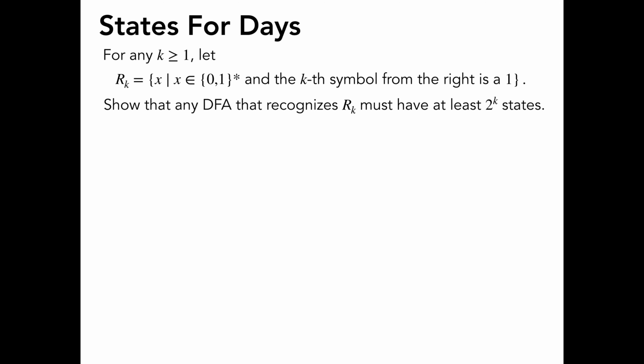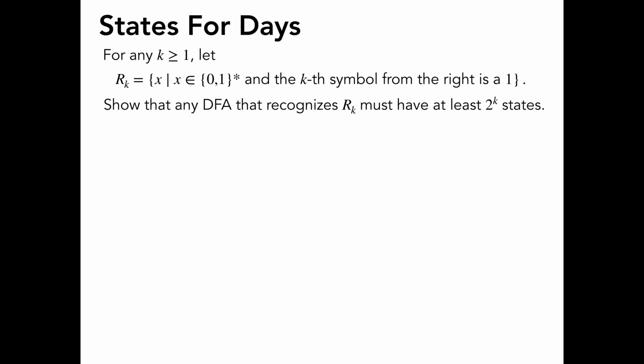For any k greater than or equal to 1, let r sub k be the language of all strings x in {0,1}* where the kth symbol from the right of x is a 1. Show that any DFA that recognizes r sub k must have at least 2 to the k states.